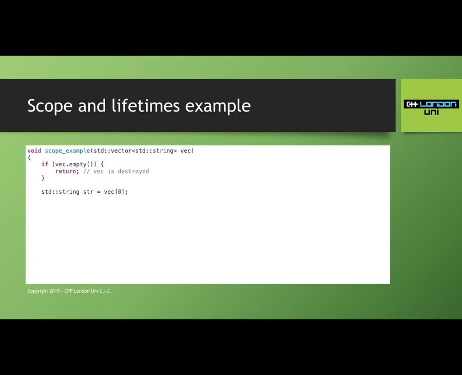So now let's create a string. Well, we know the vector is not empty, so we can read the 0th element from it. So we're going to copy it. We're going to create a new string object from whatever the first thing was in the vector.